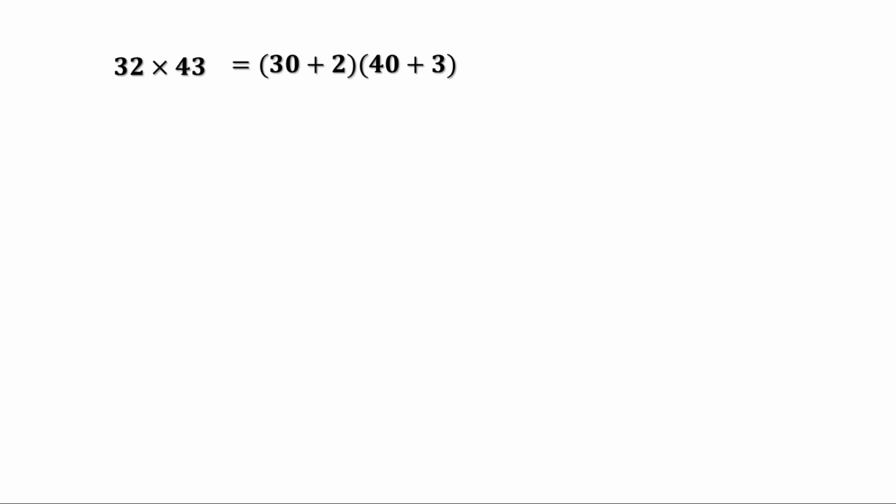First one 32 into 43, second one 10.3 into 20.2. 32 into 43. 32 can be written as 30 plus 2 and 43 can be written as 40 plus 3. So 32 into 43 can be written as (30 plus 2) into (40 plus 3). Using the identity, we can write it as 30 into 40 plus 30 into 3 plus 2 into 40 plus 2 into 3.